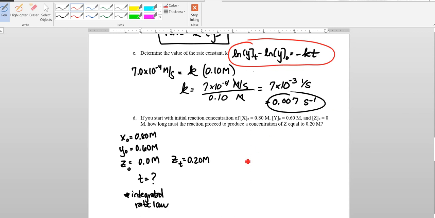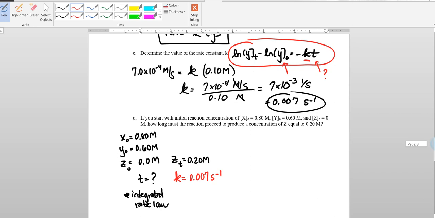I also want to say that I know the value of k from the previous problem. So I know k equals 0.007 s^-1. So I know the value of k. I'm trying to solve for t. I know the value of y sub 0 is given, but right now I don't know what y sub t is. So I need to know y sub t in order to use this equation. And I'm only given z at time t. But this equation is only valid if we're talking about y, because it's first order for y, it's not first order for z or for x.